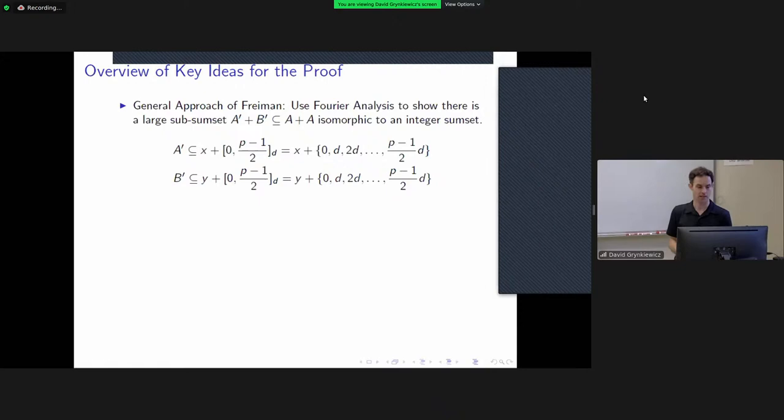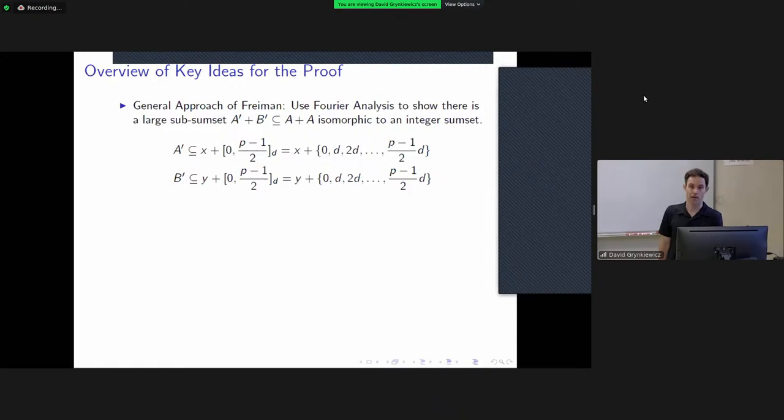some A prime plus B prime contained inside A plus A. So A prime is inside A and B prime is inside B. I didn't write that down formally, but that's the case. So we have a large sub-sum set contained inside A plus A, and it's isomorphic to an integer subset. I talked about this informally before: one way we can have a simple isomorphism is if A prime and B prime are contained inside a short length arithmetic progression.